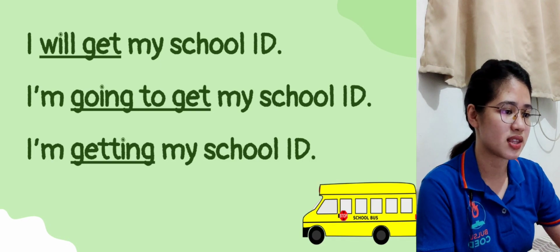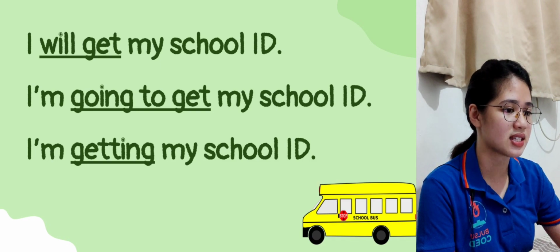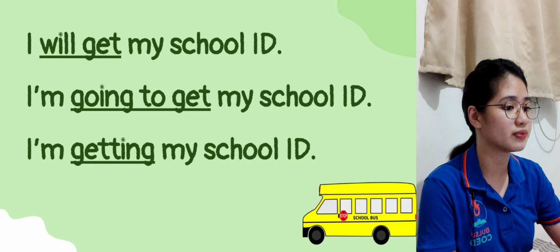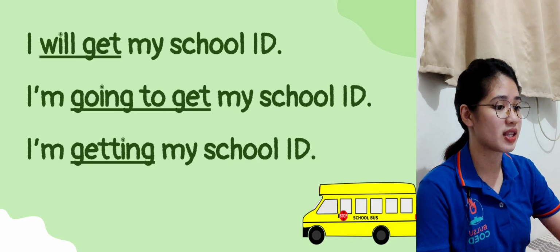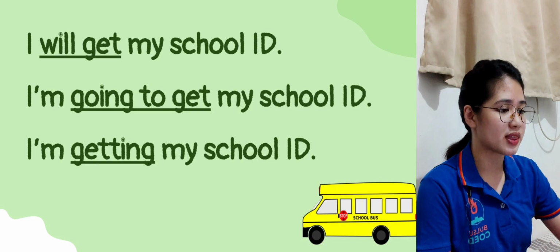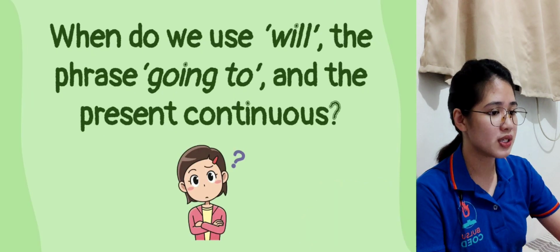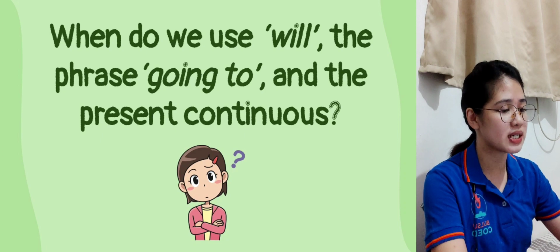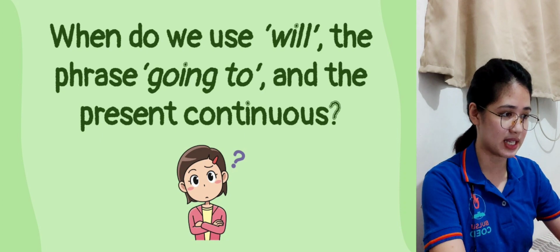What can you notice in these sentences? That's correct. All of these sentences talk about the future. But the question is, how do we know when we will use will, going to, and the present continuous?